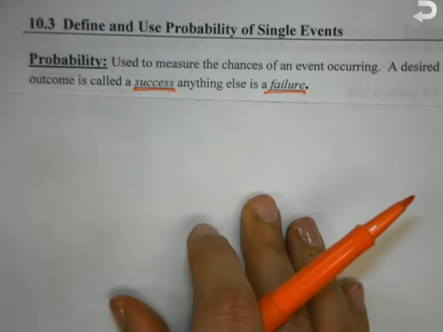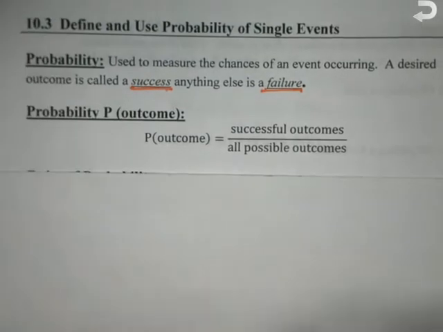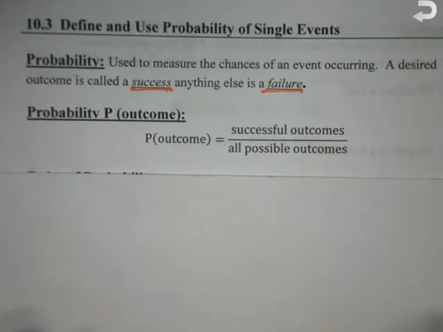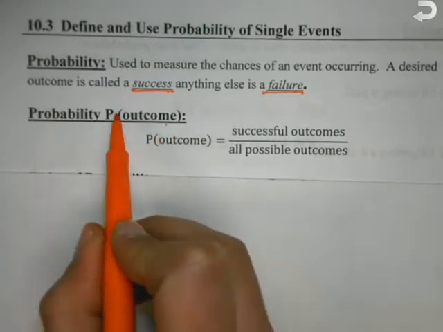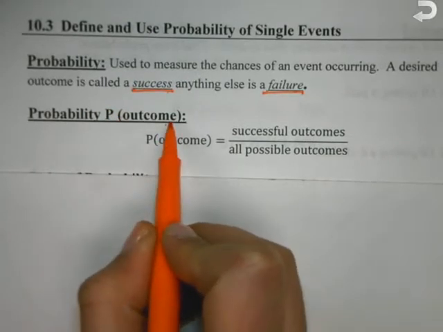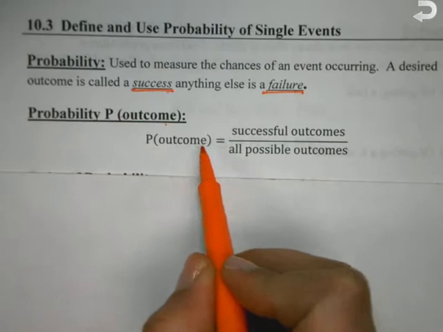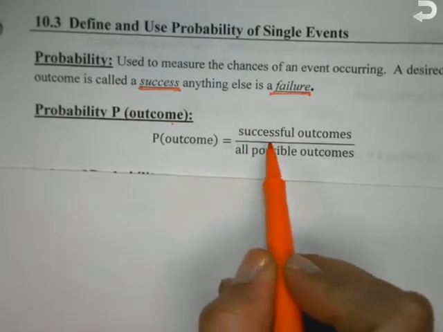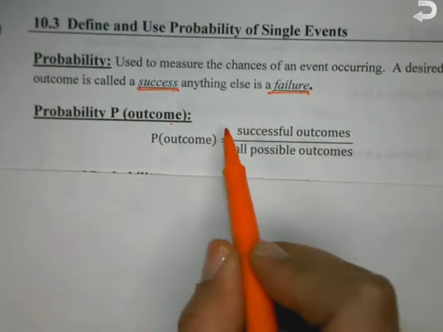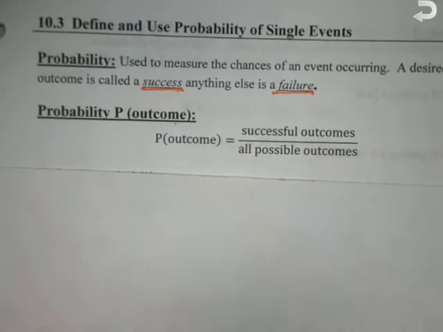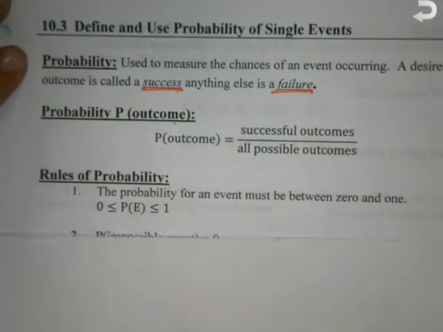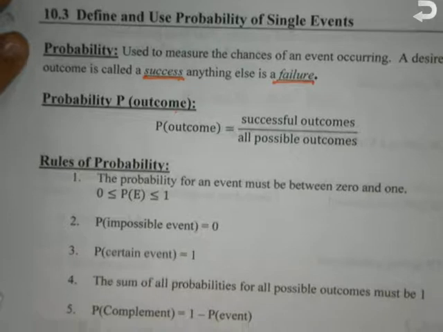So we do have an identity for probability. The probability, or P, of a specific outcome, so we will list the outcome inside of those parentheses. Probability of the outcome is equal to the successful outcome, so what we want to happen, over all other possible outcomes. Okay? And probability does have 5 rules to it, so we need to make sure that we look at those as well.